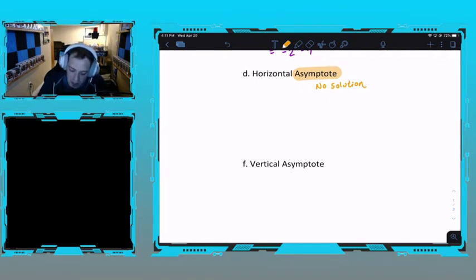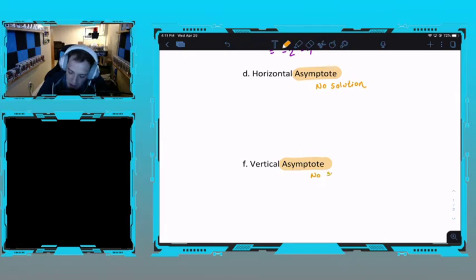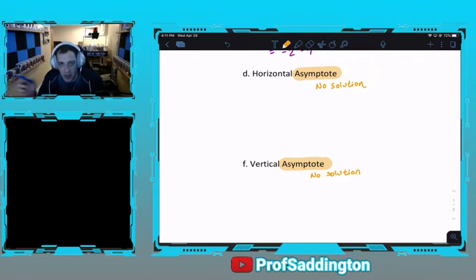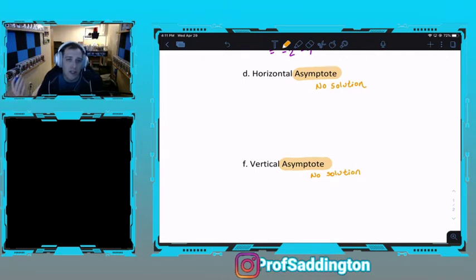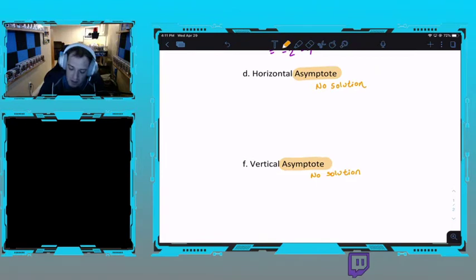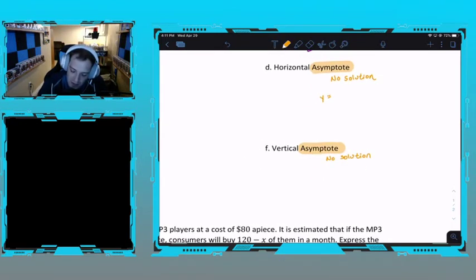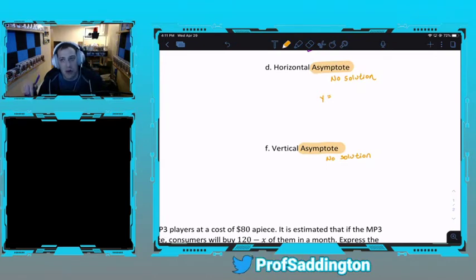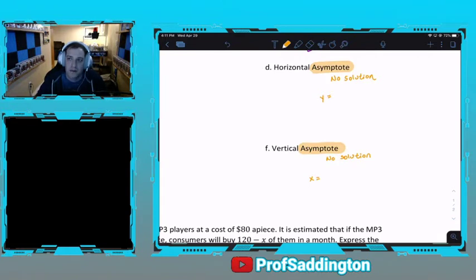That's the same thing for down here. Just means that there's no solution. So there's two different types of asymptotes. There's a horizontal going sideways, and then there's the vertical going up and down. A horizontal asymptote will always cross through the y-axis, so this will always be y equals. And a vertical asymptote is always going to be crossing through the x-axis, so it's going to be x equals. Okay?